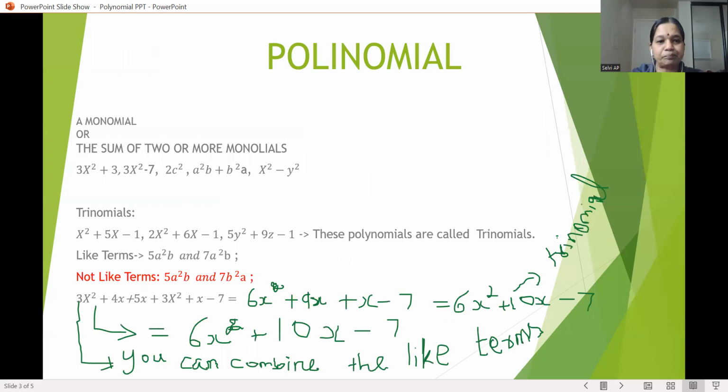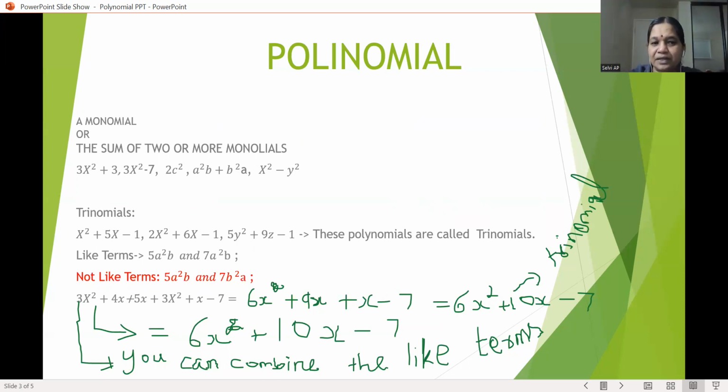Okay. Now we are going to see binomial. What is binomial? So now you know what is monomial, right? Monomial means only one term will come. That term may be only a number or only a variable or a number and variable. That is known as monomial.